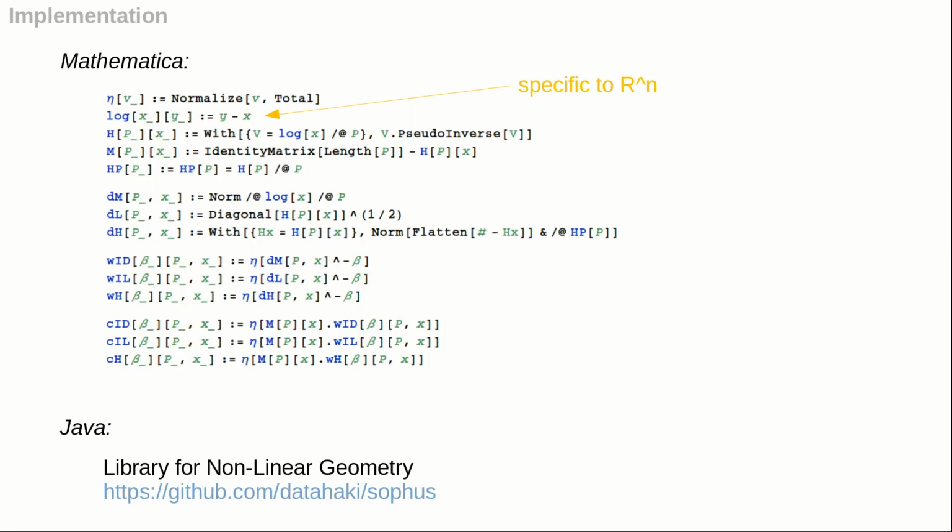Here is the implementation of metric, leverage, and harbor distance vectors, inverse distance weighing, and generalized barycentric coordinates in Mathematica. The definition of the logarithm is specific to the Euclidean space, otherwise the implementation is general. The graphics and animations from this video were generated using our open source library for nonlinear geometry computations in Java.